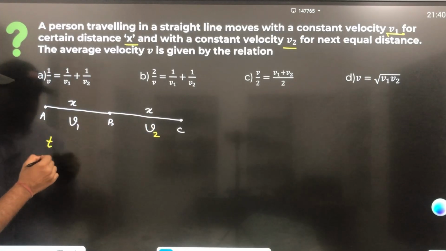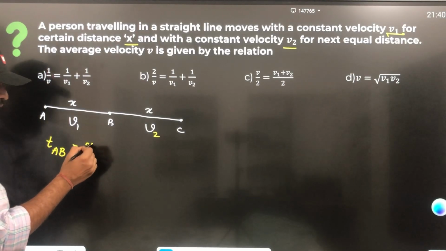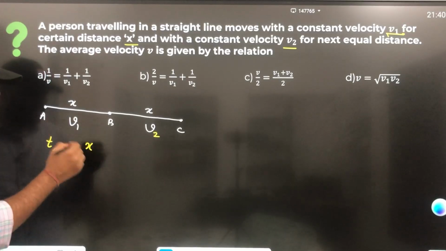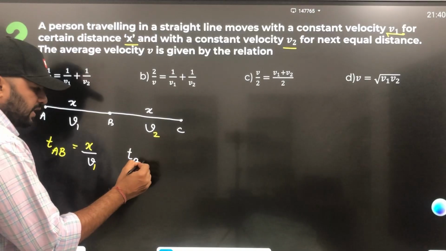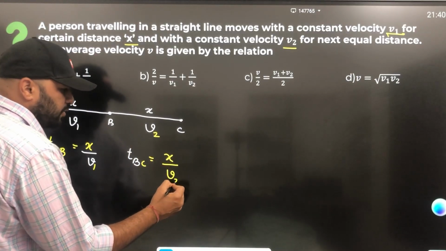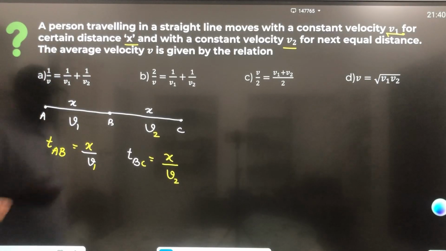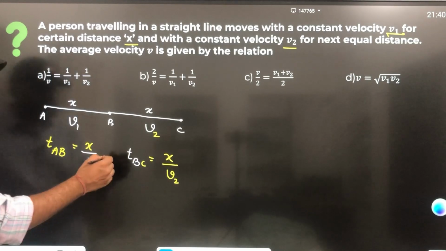So let's calculate time taken while going from A to B. That will be equal to distance traveled while going from A to B, which is x, right? And the velocity, that is v1. And time taken while going from B to C, that will be distance traveled x and velocity v2. I hope this is clear, right? So we found the time for A to B, we found the time for B to C, right? Now let's calculate the average speed.